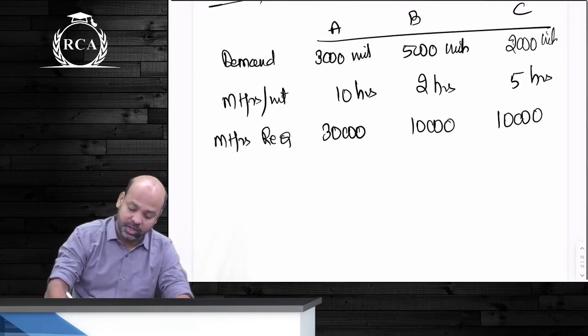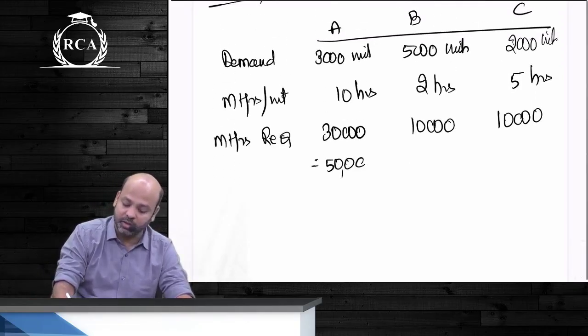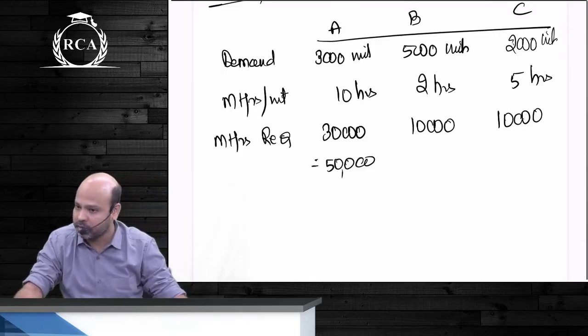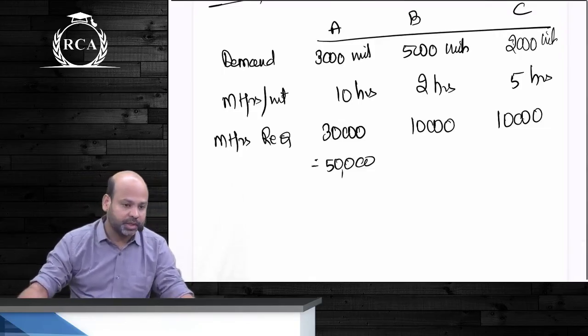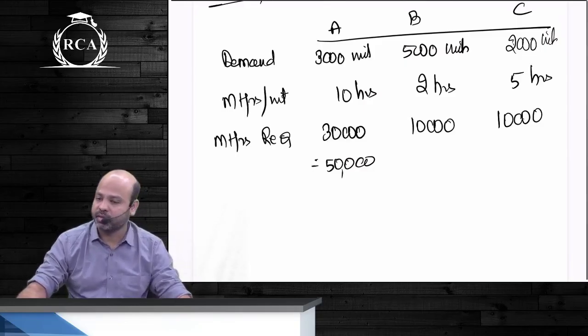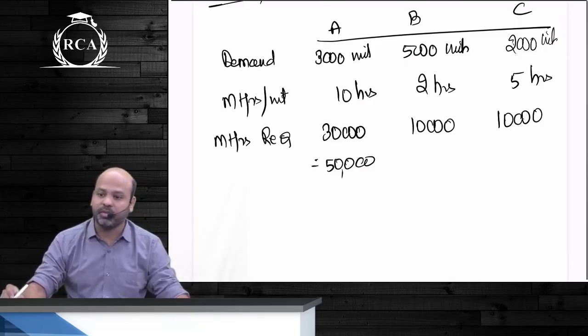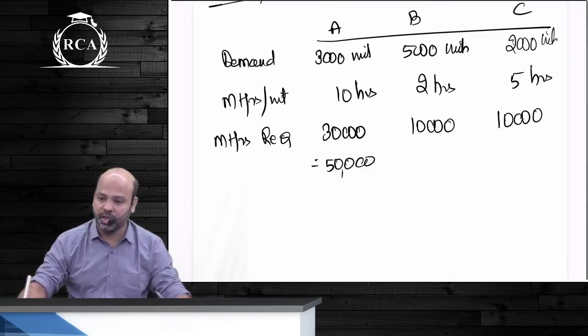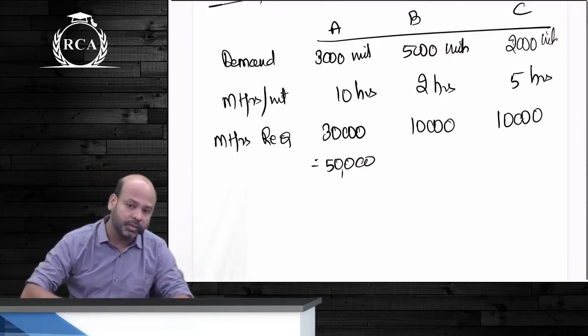The total machine hours required, guys, will be 50,000. 30,000 plus 10,000 plus 10,000. Machining will become a limitation if the availability is less than 50,000 hours. If the availability, beta, is more than 50,000 hours, machining capacity will not be a limiting factor.